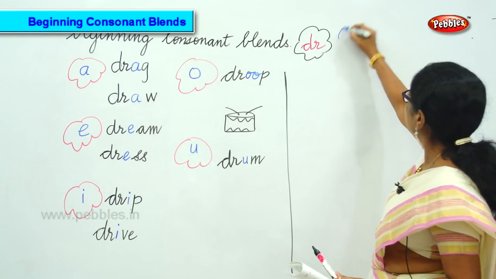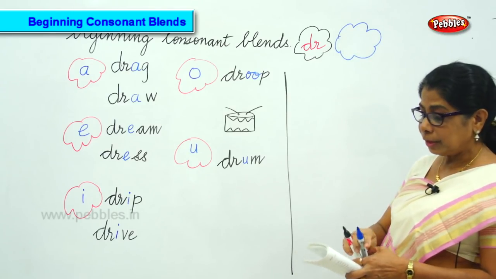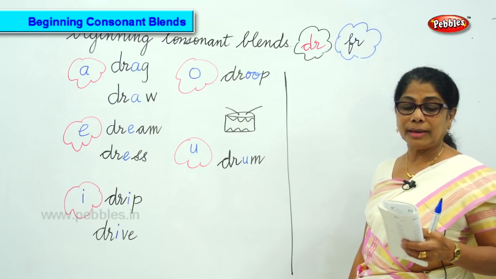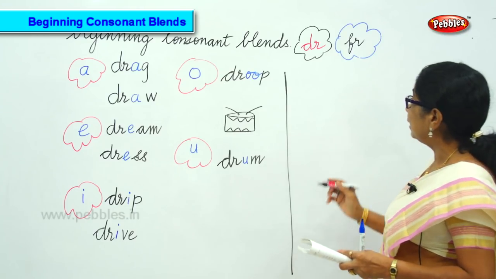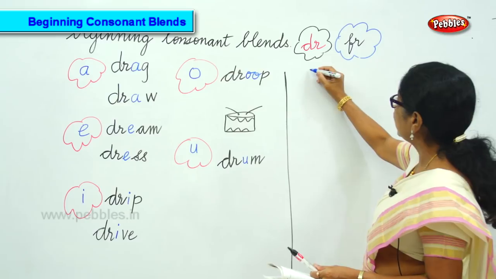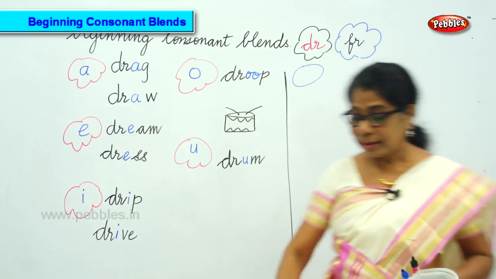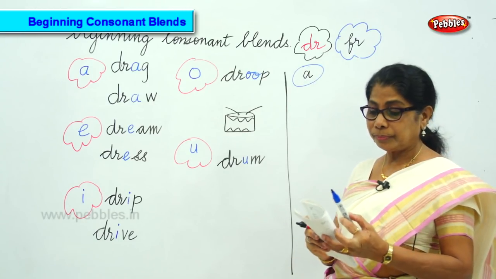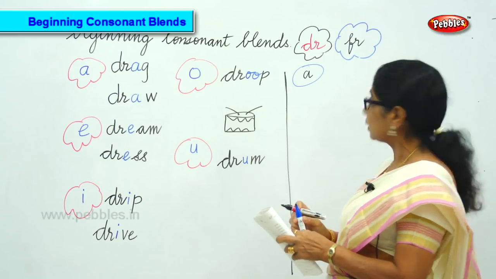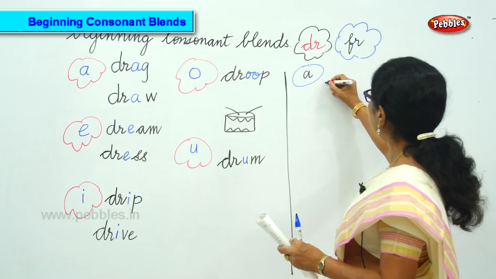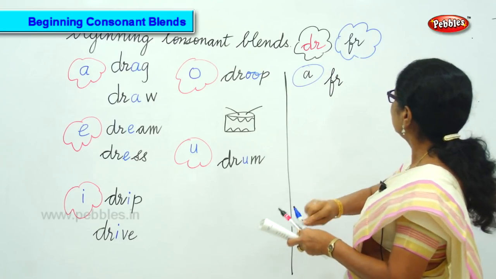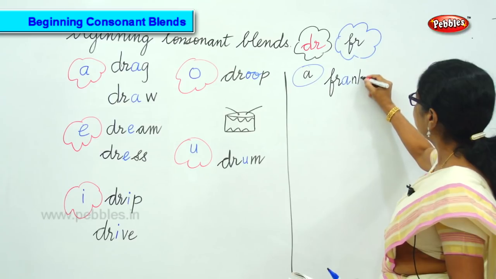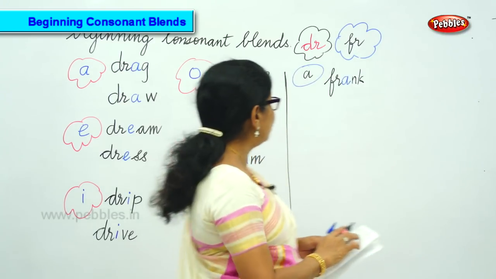Another sound together. We will do F and R together. Okay, it can be friend, fry, things like that. Now in each of these, we are going to see in A what words we'll get. You get Frank. It's a name of a person, okay? Frank. Then let's do E.